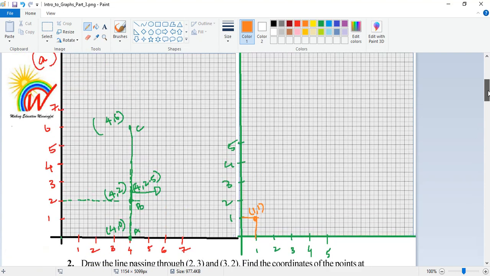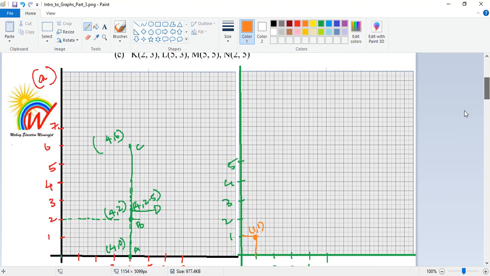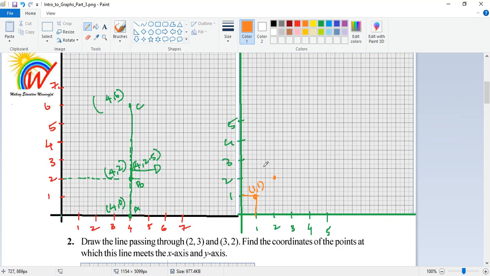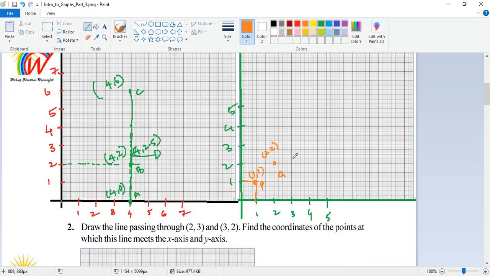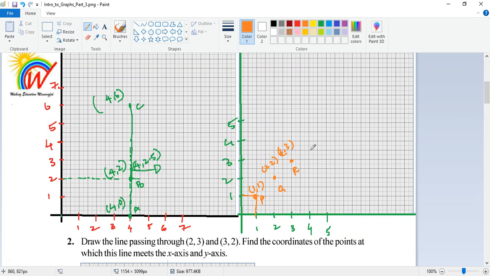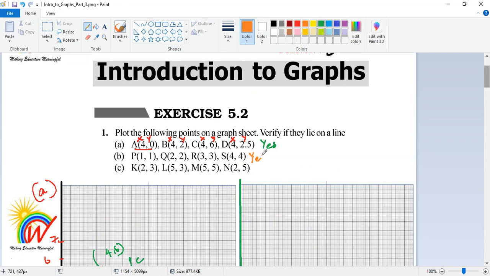Then the second one says 2 comma 2. So 2 comma 2 is over here. See, 2 on this and 2 on this. So this is your P, this is your Q. Then the next point is R, which is 3 comma 3. So 3 comma 3 is over here. Then the next one is 4 comma 4. So 4 comma 4 is over here. So this is the line. This also lies on a straight line, so you can say yes. This is how you have to do the third one also. Please try to complete it in your classwork.